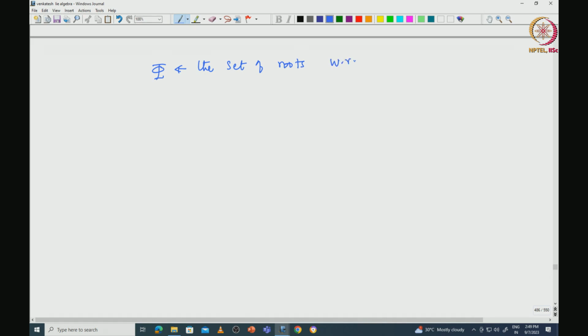So, with respect to that pair G comma H, this is something we are fixing. Now what is the first fact about this phi? If you take phi as a subset of H star, first of all this is a finite subset of H star, and note that 0 is not in phi. So, this is one important property.